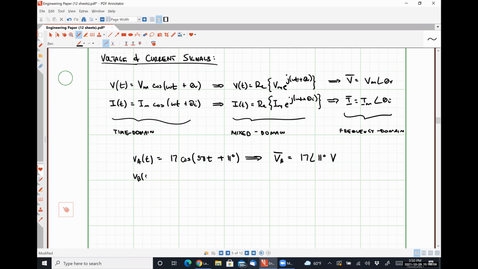If I have VB of t is equal to 13 sine 71 t plus 96 degrees, what is my phasor representation of VB? Benjamin, what did you say? So it won't be with an angle of 96 because we have to convert that sine function to a cosine function before we go to the frequency domain, right? So how do we convert that sine function to a cosine? Subtract 90 degrees. 13 angle 6.